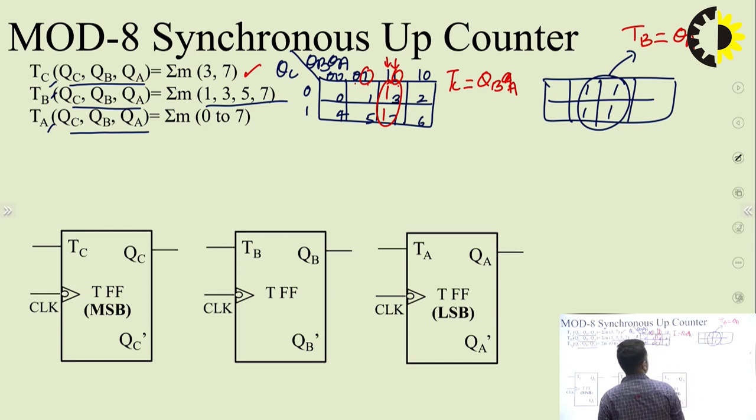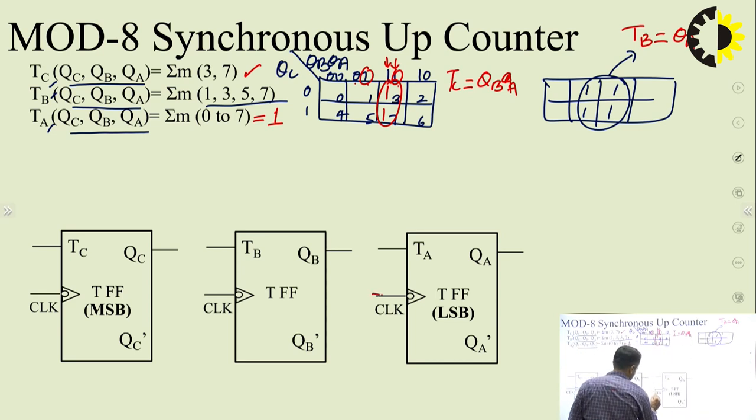And the last one, TA, is equal to minterms 0 to 7. That means all entries will be there, so the K-map will produce an answer of 1. So these are the three expressions. Now let's make these connections.